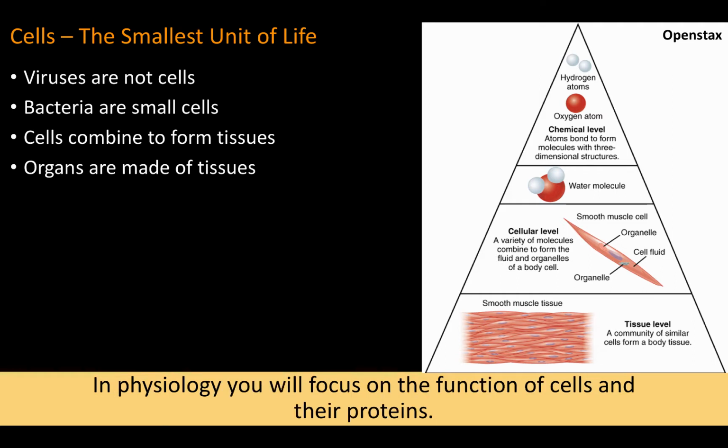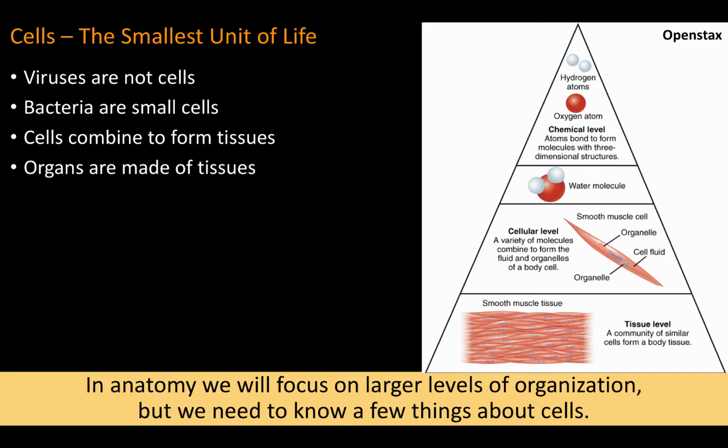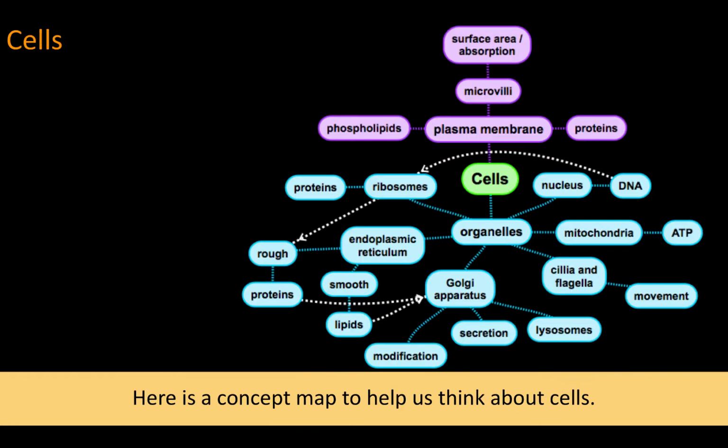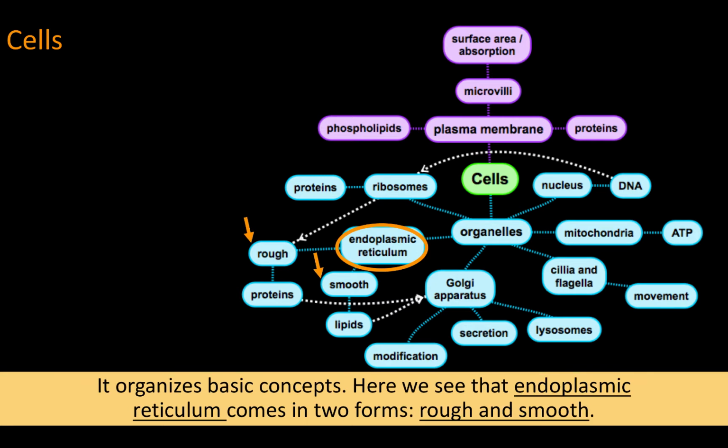In physiology, you will focus on the function of cells and their proteins. In anatomy, we will focus on larger levels of organization, but we need to know a few things about cells. We'll use this model of a cell to visualize its parts, but it is important to know that cells can come in different shapes. Here is a concept map to help us think about cells.